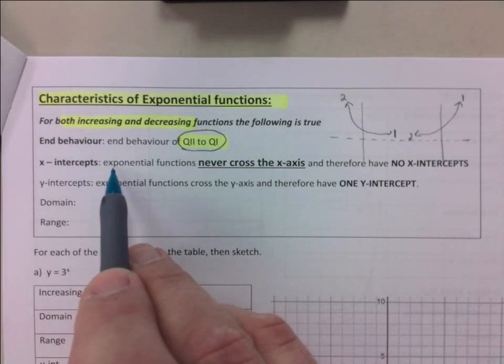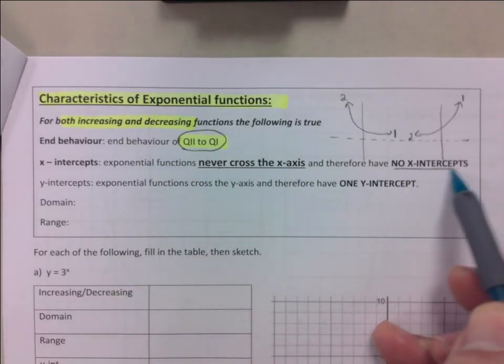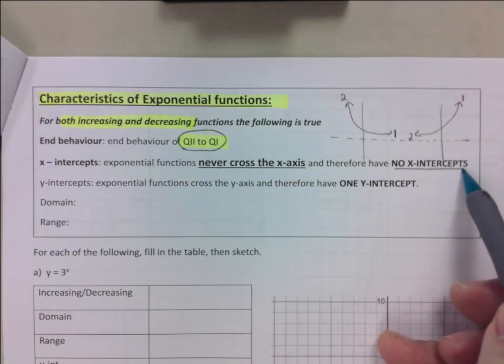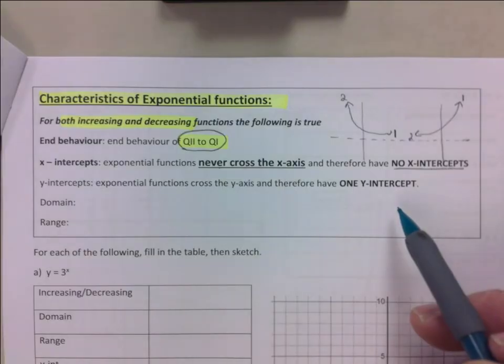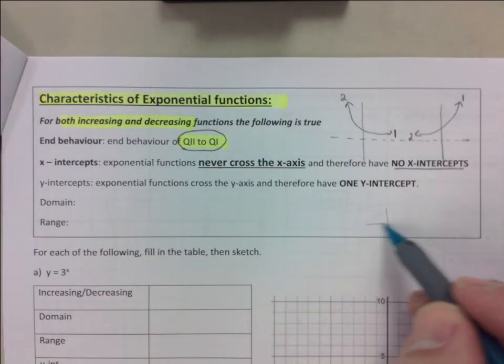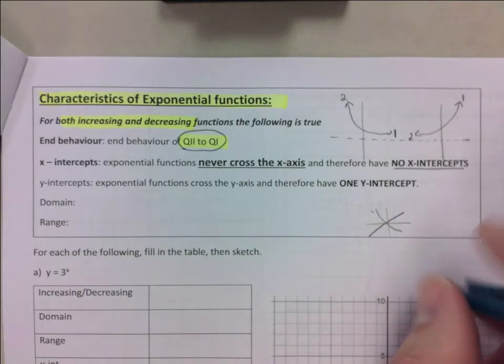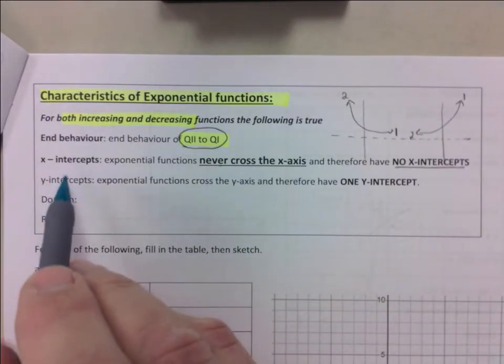X-intercepts: the exponential functions never cross the x-axis, therefore there's no x-intercept. So listen carefully to this part, okay? If I give you a bunch of graphs and I say which one of these graphs matches this exponential function, please don't pick one where it crosses the x-axis. That cannot be an exponential function, okay? So that's not it. Don't copy this. I find space to doodle sometimes, okay?